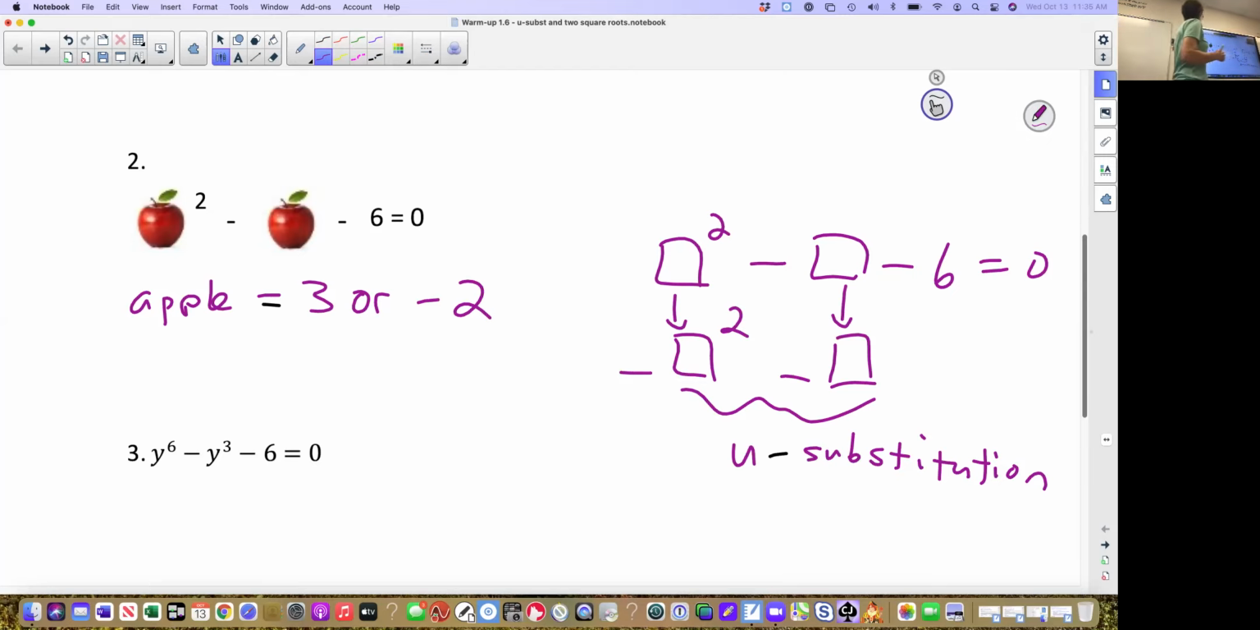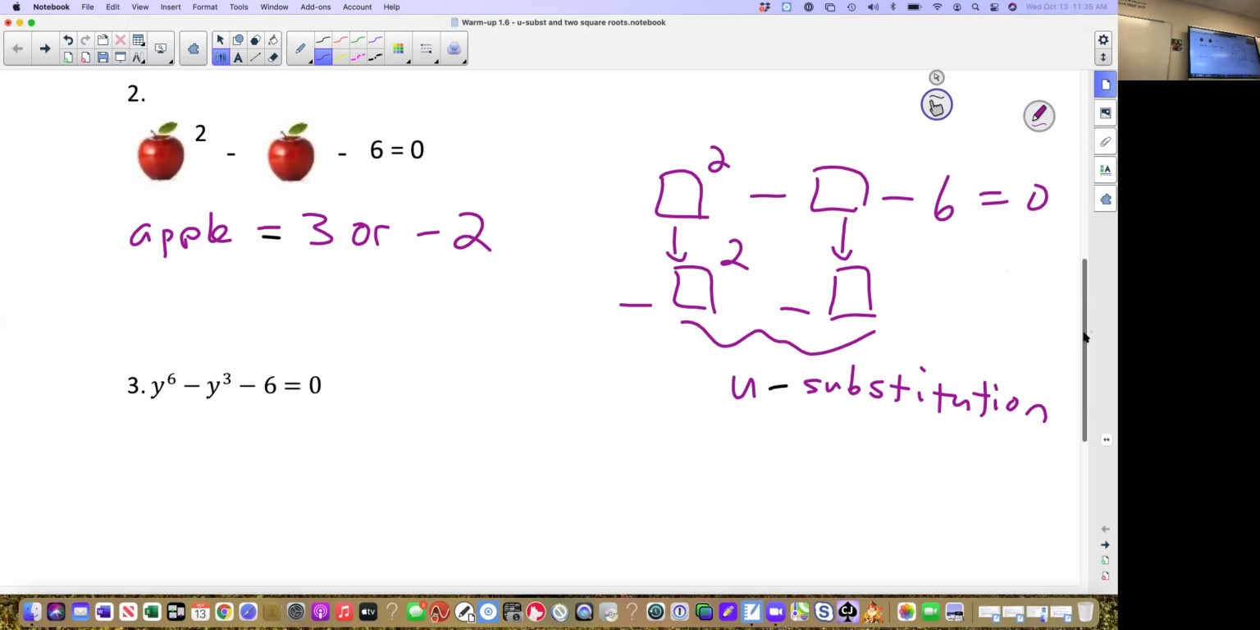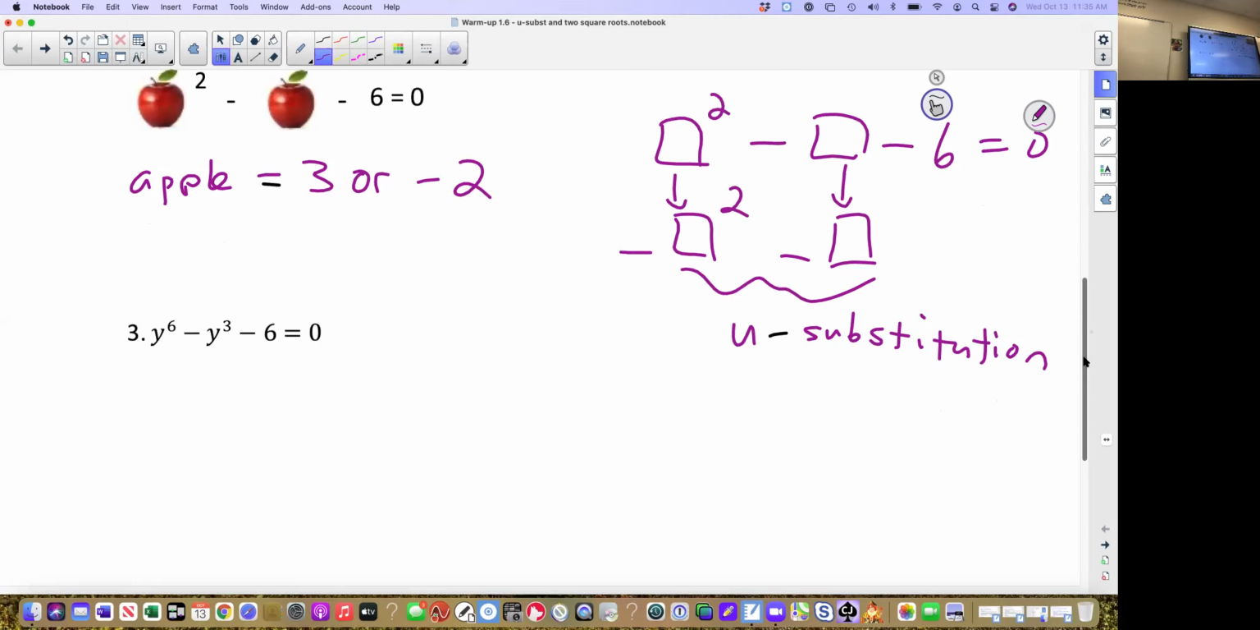Okay, so let's take a look at number 3. I have y to the 6 minus y cubed minus 6 equals 0. Adi, what do you see? I see that 3 is half of 6, so we can use U substitution here. Good, we have this pattern. So let u equal what? Let u equal y cubed. Great, because y cubed squared equals y to the 6. Okay, let u squared equal y to the 6. Good. And now we're ready to make those u substitutions.